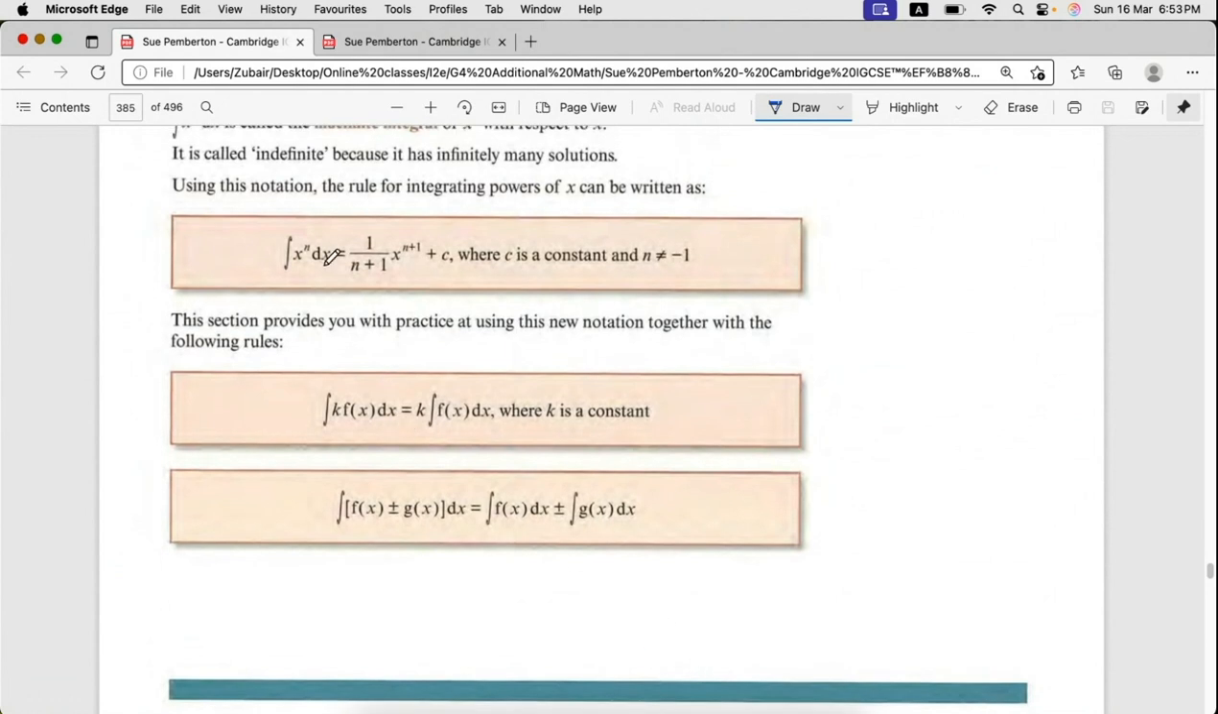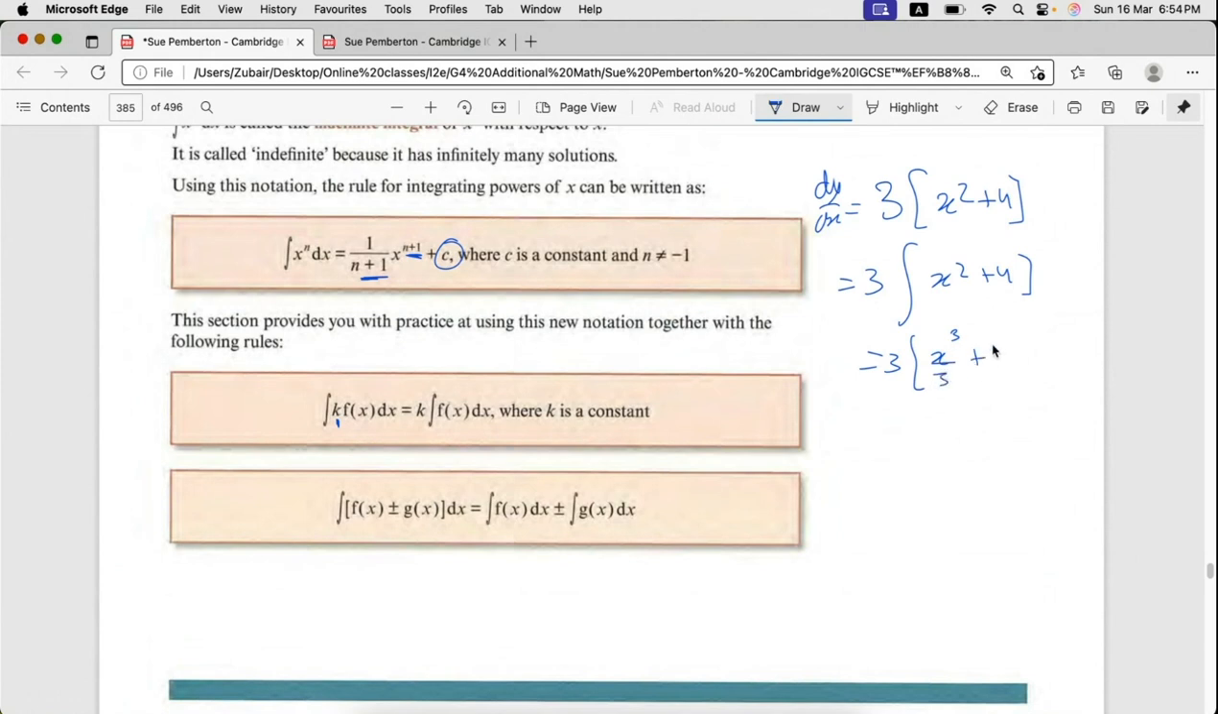Now understand this. X raised to power n, this is what we've been doing. Power plus 1 divided by power and plus c. And when we integrate any function, if we are multiplying it with a constant, we can take that constant outside as well. For example, if the question is 3 into x square plus 4, and this is dy by dx, so I can take that 3 outside and integrate x square plus 4 only. Since 3 is outside, this is x cube over 3 plus 4x, and then we can multiply it. So this will become x cube plus 12x.